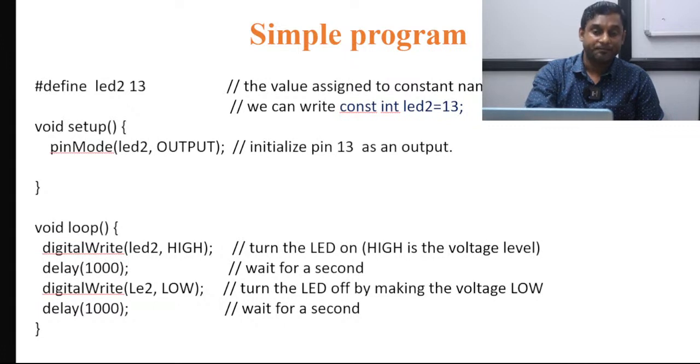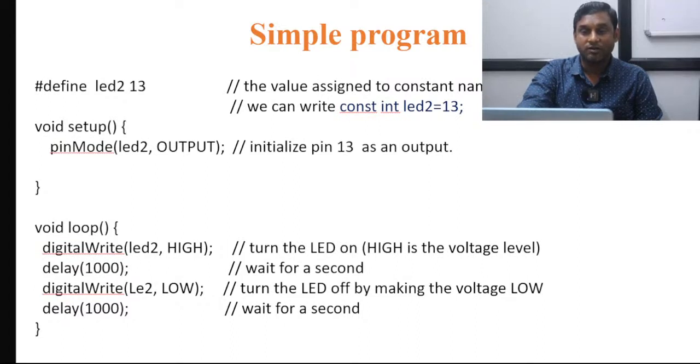It will be glowing for 1000 milliseconds. After that, I wrote digitalWrite LED 2 LOW. That means I am giving a low signal, less voltage, to pin number 13. As I told, pin number 13 already has an inbuilt LED. So now this particular pin will be receiving a low signal for a delay of 1000 milliseconds.